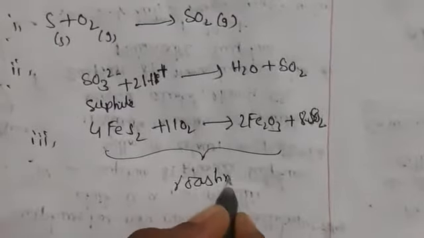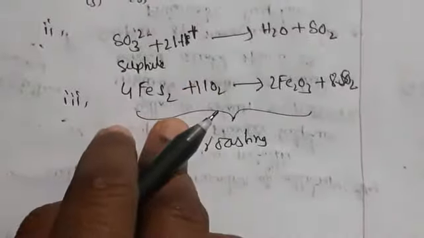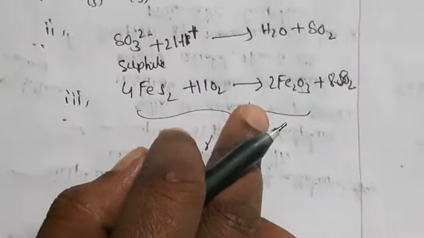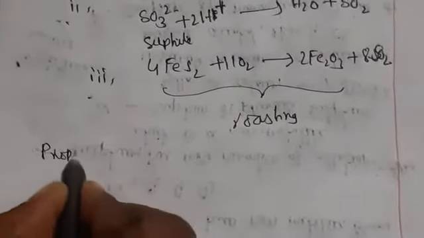The reaction is happening in the presence of air; the sulphide ores present in the presence of air, we call it roasting. So here the ferric sulfide in the presence of air gives ferric trioxide and sulphur dioxide. So these three are the preparations of sulphur dioxide. Now let us go for properties.